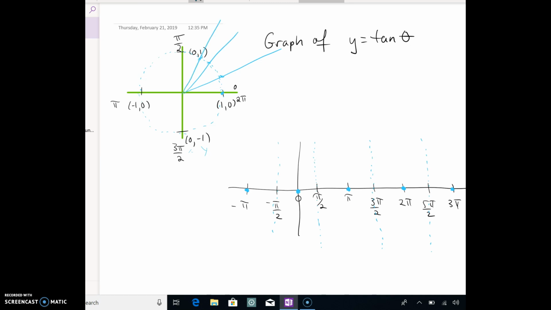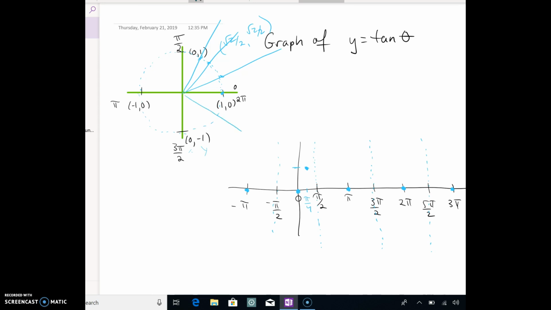So at pi over 4, we have an ordered pair. Let's do pi over 4 first. We're going to use that as our benchmark. We have an ordered pair of square root of 2 over 2, square root of 2 over 2. And when we divide the x and y value there, I hope you can see that we're going to get 1. So at pi over 4, we have 1.